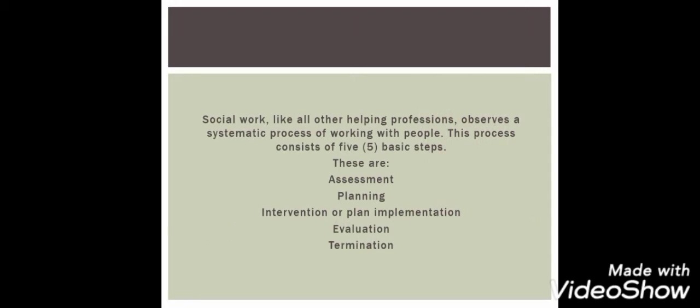Social work, like all other helping professions, observes a systematic process of working with people. This process consists of 5 basic steps that will be discussed in this chapter. These are assessment, planning, intervention or plan implementation, evaluation, and termination.